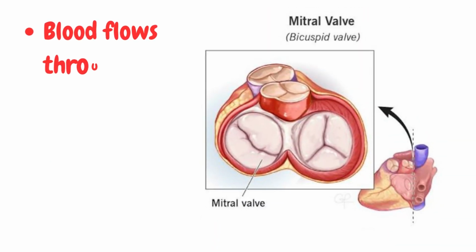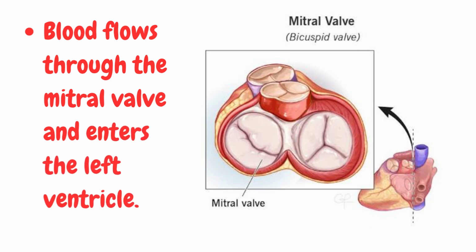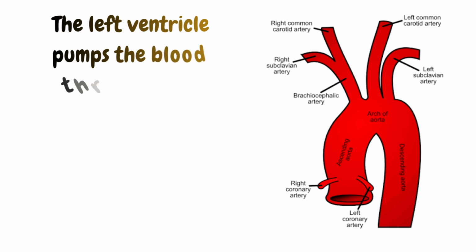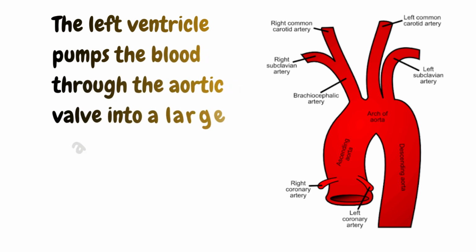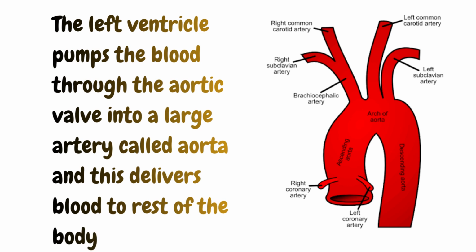Blood flows through the mitral valve and enters the left ventricle. The left ventricle pumps the blood through the aortic valve into a large artery called the aorta. This artery delivers blood to the rest of the body.